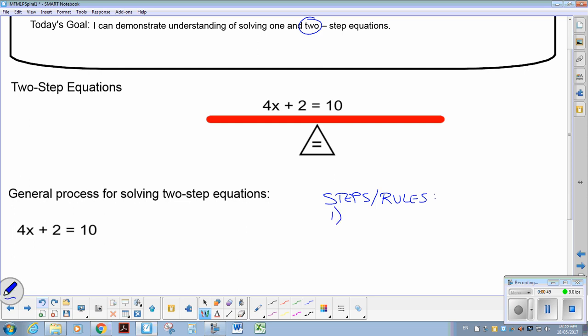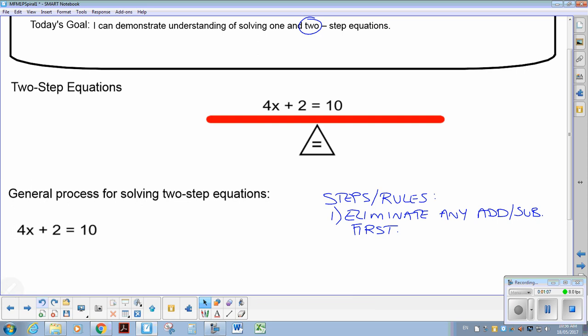So step 1 is eliminate, get rid of any adding or subtracting first. So that's the first thing we want to do, okay? We want to eliminate any adding or subtracting. So same as what we did yesterday, what you need to think of is instead of getting x by itself, what we're doing today is we're going to get 4x by itself first, all right? So that means that what I've circled, I want to get it by itself first.